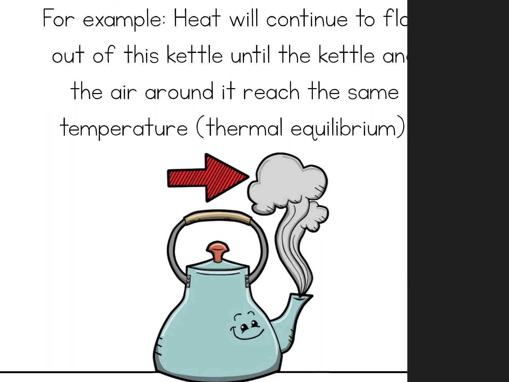Here's an example. Heat will continue to flow out of this kettle until the kettle and the air around it reach the same temperature, thermal equilibrium. Because there's a lot more air than there is hot water in the kettle, the temperature it's going to settle on is going to be pretty much room temperature.